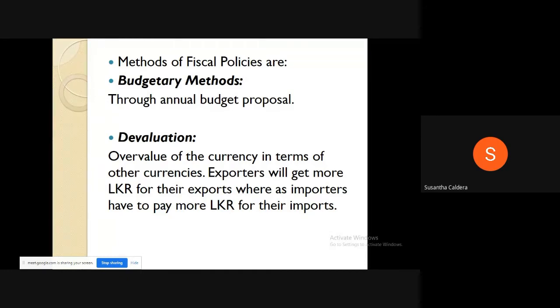11 rupees. So did the exporters get the benefit? Right? Did the exporters get the benefit? No. So they were getting only 290.